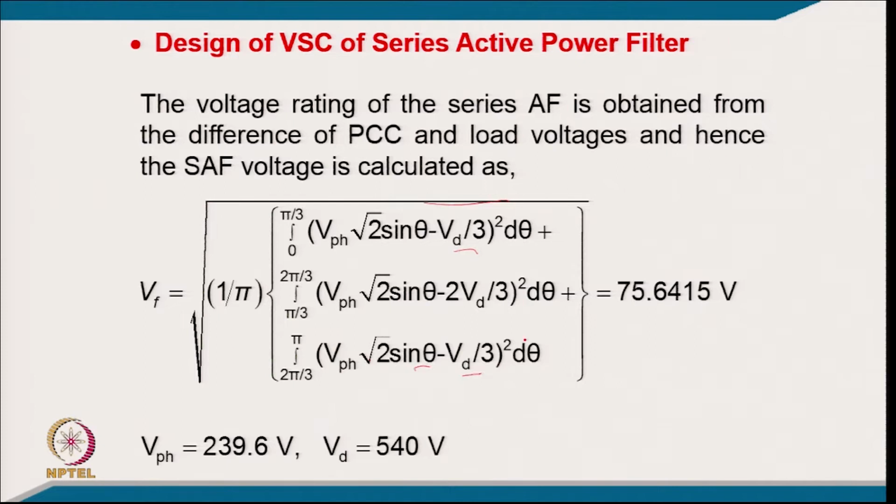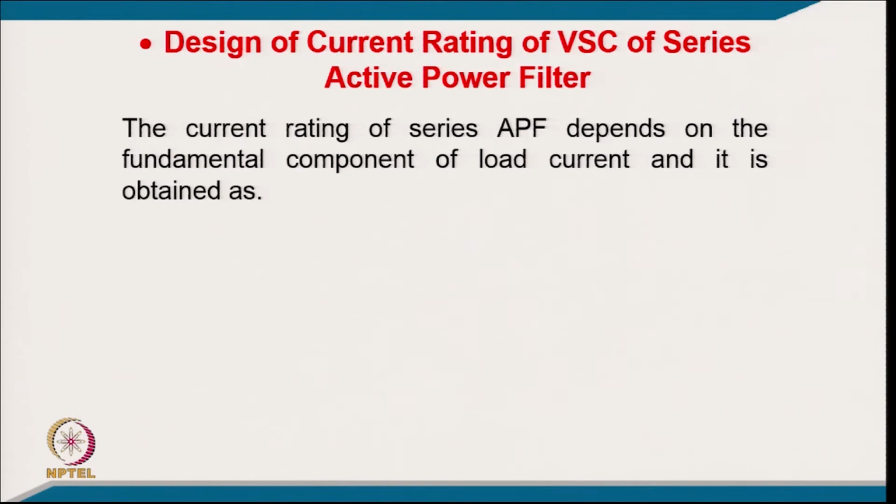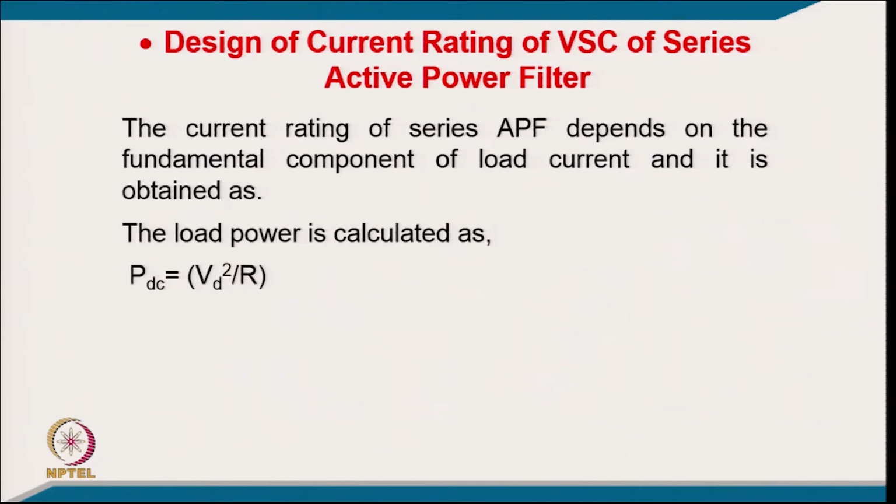So, that is the waveform you will find, and then d theta, and when you take the RMS of this, the square root of this, it comes to 75.6415 volt, with the supply voltage 239.6 and the DC link 540 volt. From that we have calculated this value of filter voltage across the series filter, and the current rating of the series active filter depends on the fundamental component of load current, and it is obtained from the load power.